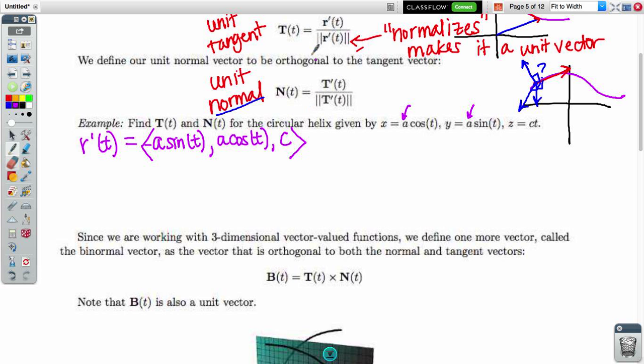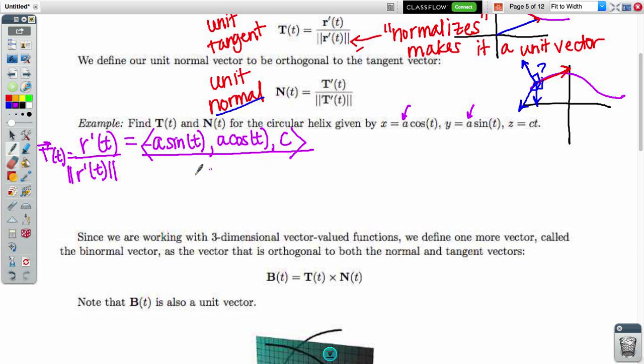And then I need to just normalize this vector. This right now is a tangent vector. It's just not a unit tangent vector. So I'm going to normalize it, and the way that I normalize it is by dividing by its length. That's going to give me this unit tangent vector.